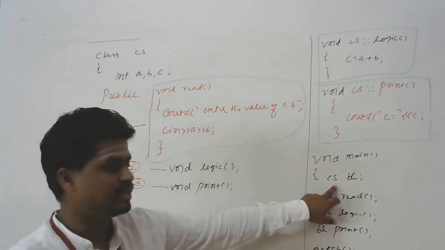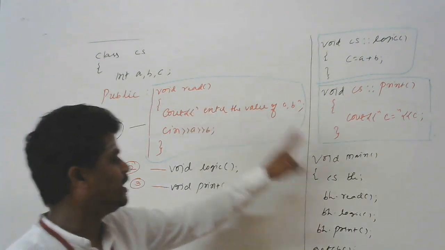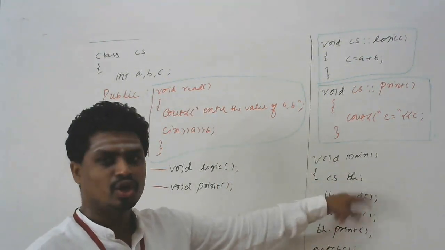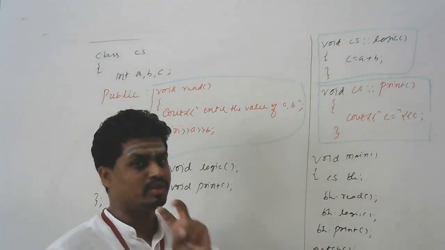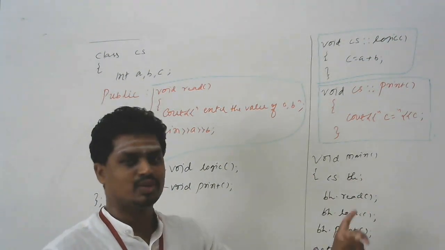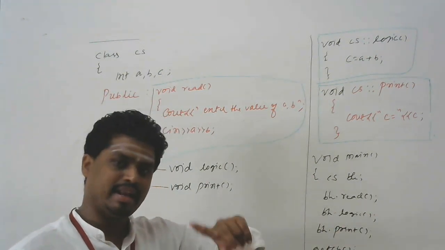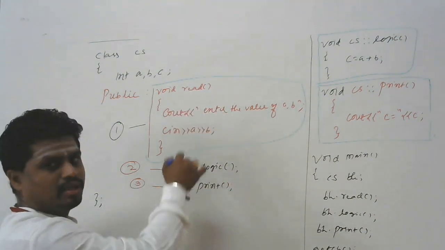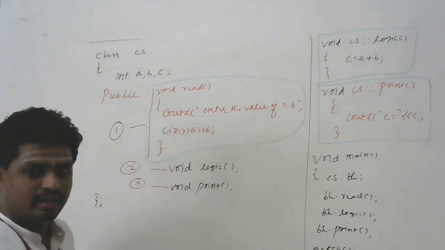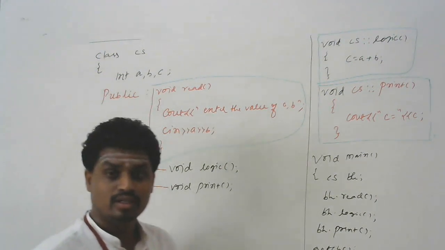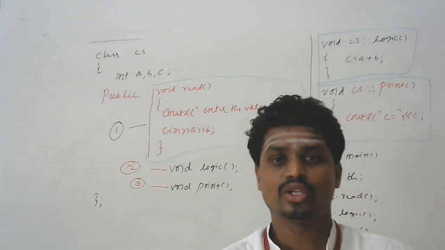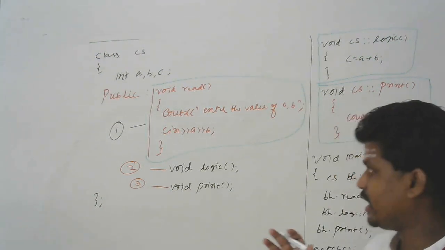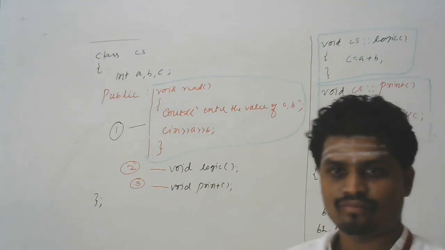Here I have defined CS BH. So BH.read, BH.logic, BH.print. If you define CS BH, comma BH1, how many reference objects? 2. One is BH, another one is BH1. In the same manner, BH1 is also linked with all the member functions: BH1.read, BH1.logic, BH1.print. I hope all of you understood. Please go through this particular session so that you understand the concept of member functions. This is very important for 5 marks. Thank you.